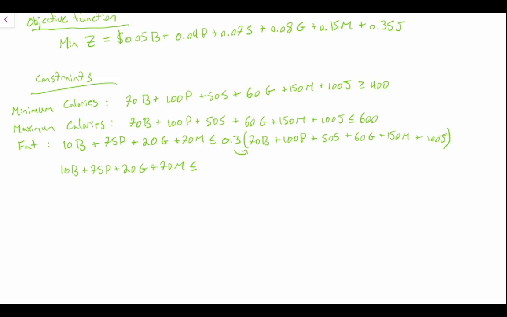So 0.3 times 70 gives me 21b plus 0.3 times 100 gives me 30p plus 0.3 times 50 gives me 15s plus 0.3 times 60 gives me 18g plus 0.3 times 150 gives me 45m plus 0.3 times 100j gives me 30j.